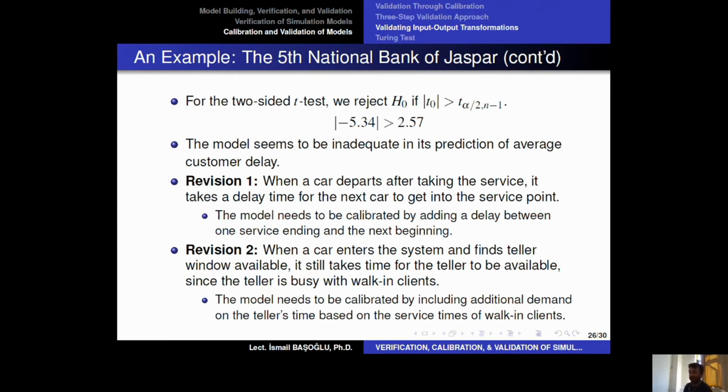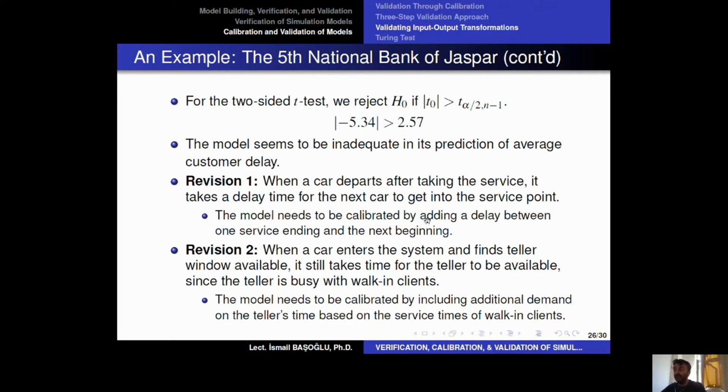So what type of revisions can we suggest here? When a car departs after taking the service, it takes a delay time for the next car to get into the service point, right? Now you are running this simulation, but you imagine when a car leaves the system, the next car immediately comes to that location and starts the dialogue. I think the automobiles, especially when they are taking off, are not fast enough, right? I mean, it takes some time to accelerate the automobile, right?